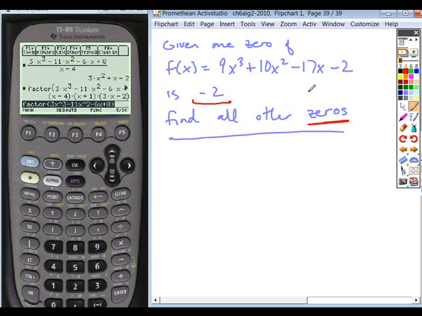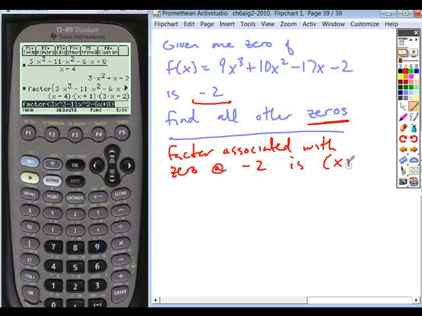Okay, so to get 0 for what? So it'd be like x plus 2. Right, so you know that means that the factor that's associated with the 0 at -2 is x plus 2. Good. So you know that one of your factors is going to need to be x plus 2.